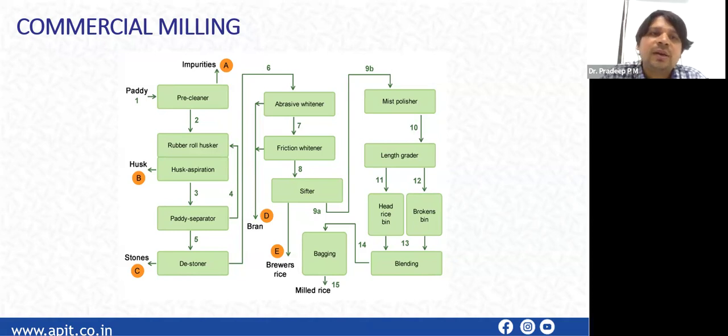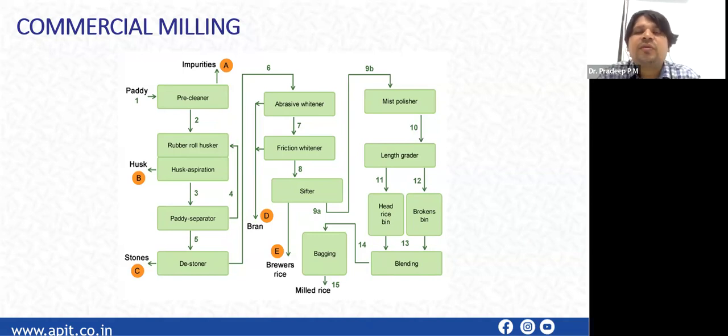So for dehusking, there are two ways in which we can do it, either if it is a harvested paddy or if it is a processed paddy. For both of the processes, we have different parameters set. If you want to go with the harvested paddy, we have to go with the pre-cleaners. That means we have to remove all the unwanted material, foreign materials from the paddy. And then we have to remove the husk, which is called dehusking. By removing the husk, we will get the brown rice.